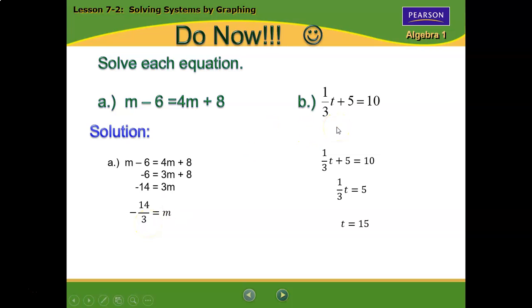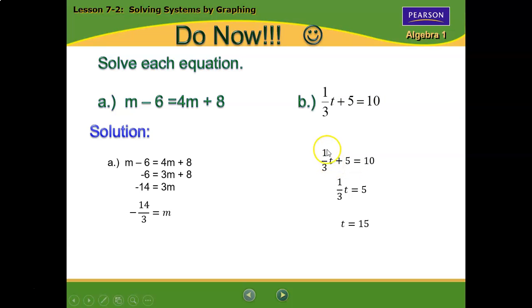This one involves a fraction. You guys love fractions, but we work them the same way as we do integers. So we have to isolate our variable. So to isolate our variable, the first thing we have to do is subtract 5 from both sides. So 10 minus 5 leaves us with 5.